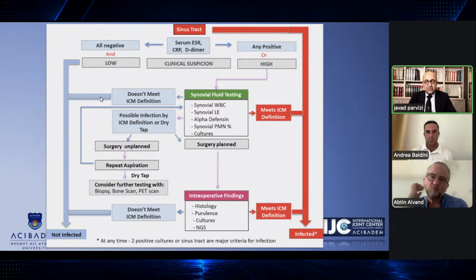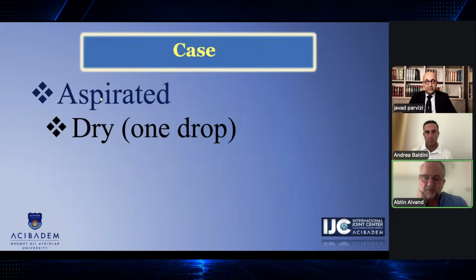Abtin, you know this because we worked on it together when you were in Philadelphia. All right, patient is infected. I don't have an organism. So what do I do next? So we've got to see if we want to biopsy the knee or aspirate the knee to get an organism. Perfect. So I aspirated, and I only got one drop.